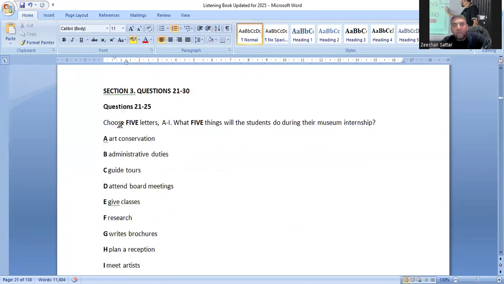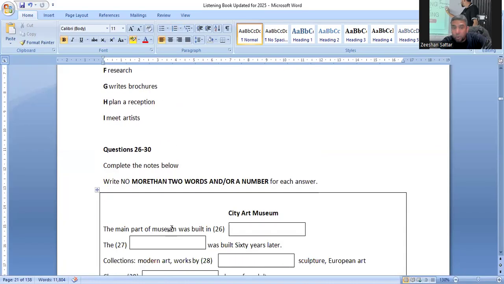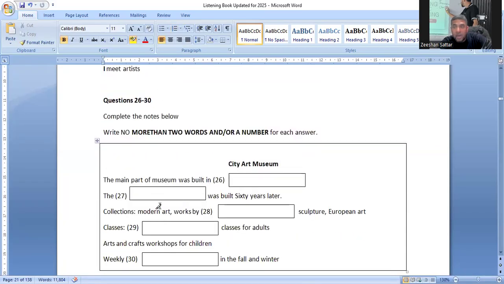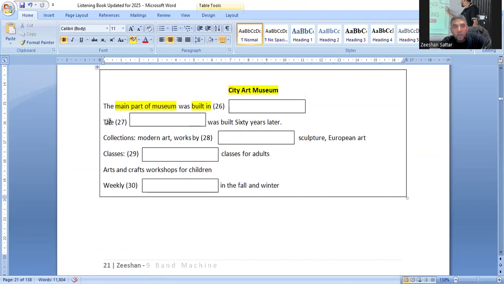So now which 5 things the students have to do in the museum internship program? The first word would be the keyword and then you have to put your eyes on next 2 together. I will not stop in between because I have done these classes already. So main part of the museum, finger, built-in, pencil, 2 words and a number or a number. It is City Museum of Art. Sentence completion question. The finger, 60 years later, pencil.